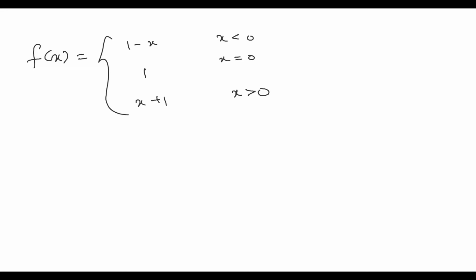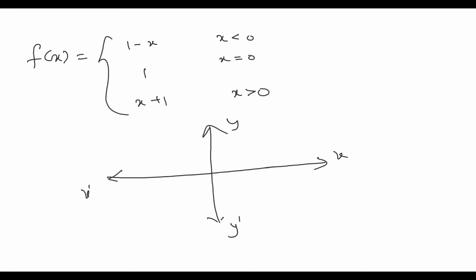If you see, where is the breaking point? 0, no? So basically you take a graph sheet. This is x, x dash, y, y dash. Check at x is equal to 0. X is equal to 0, y is 1. So it is here. So for x greater than 0, it is x plus 1. So x plus 1 means the graph will be a straight line like this. X plus 1 will be a straight line like this. 1 minus x.